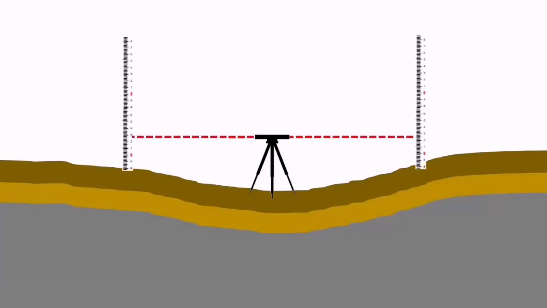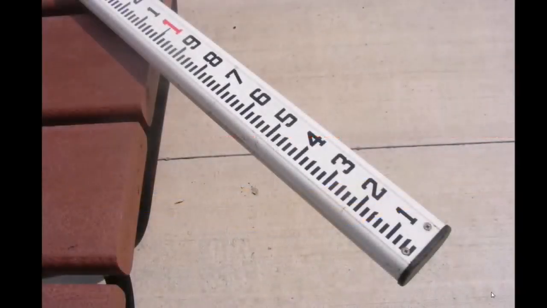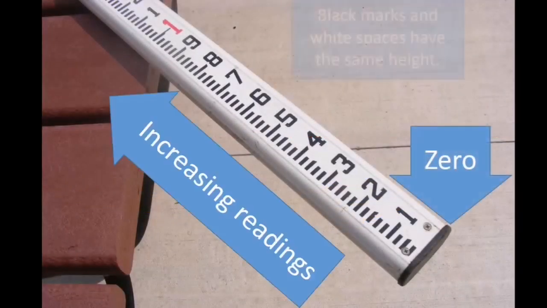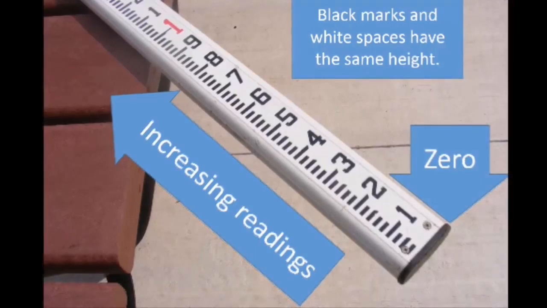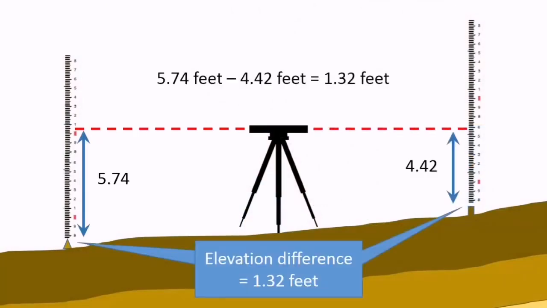To measure elevation difference with an optical level, we also need a level rod. This one is graduated in decimal feet upward from 0 at the bottom. The difference in two rod readings taken from the same instrument location equals the elevation difference.